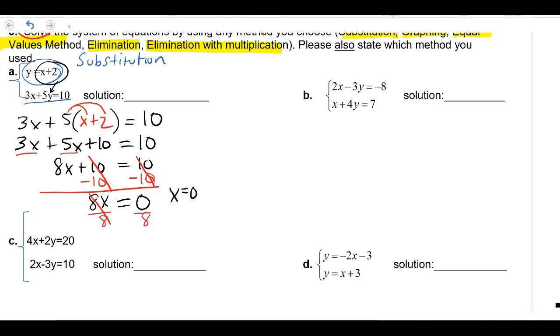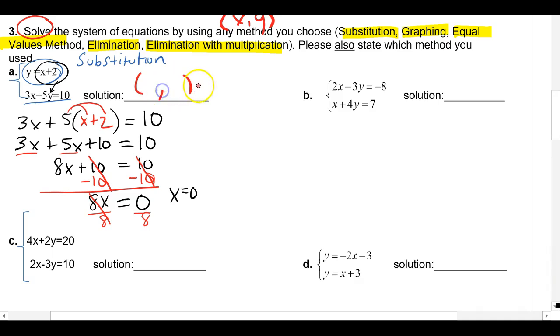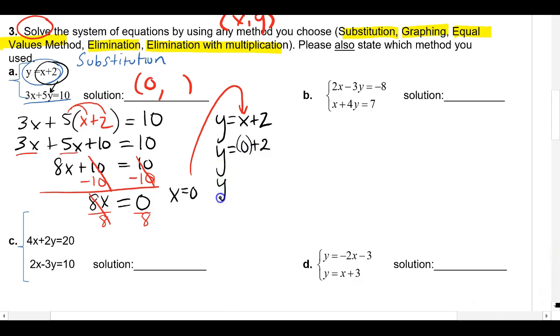So let's go ahead and start writing our solution up here, so we can do it as we go. So x is 0, so let's write 0 up here. But we still need to find y, and pick the easy equation. Let's pick y equals x plus 2, and we're going to plug in that x to that equation. So now y equals 0 plus 2. Oh, don't forget my parentheses. And then 0 plus 2 is just 2. So then y is equal to 2. So to complete my solution, x is 0 and y is 2.